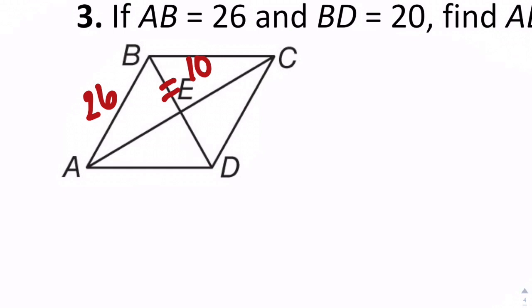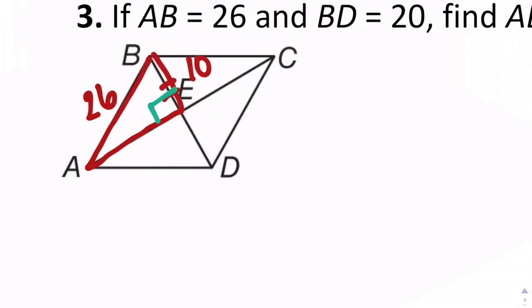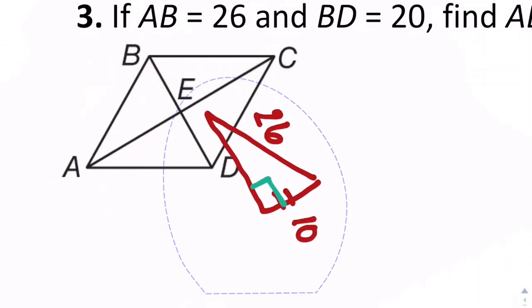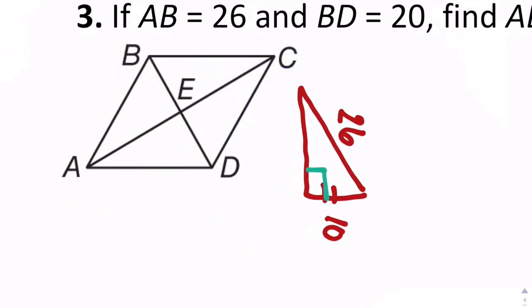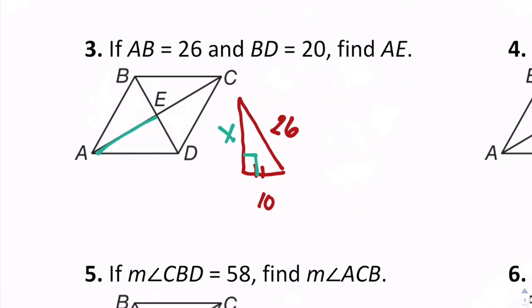If I'm looking at this triangle, one thing I also know is that because it's a rhombus, the diagonals are perpendicular, meaning they form right angles. So this right here is a right angle. If I turn this around, we have a right triangle with a leg of 10 and a hypotenuse of 26. So you would use the Pythagorean theorem to solve for this right here, which would give me AE.